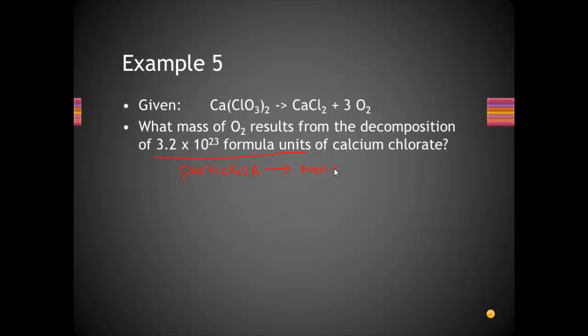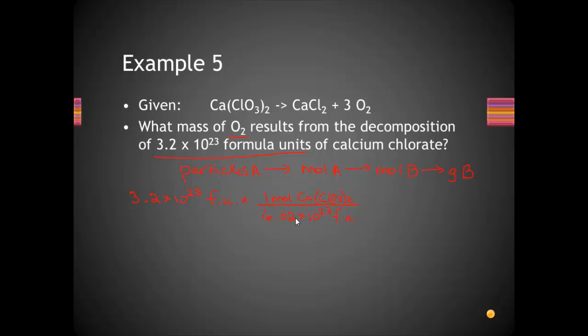Once we have moles of A, we're going to convert to moles of a different chemical, which is going to be our oxygen. And I need to get the mass of oxygen, which is going to be in grams. This is going to be a three-step conversion. So let's start out with the 3.2 times 10 to the 23rd formula units. I know that in 1 mole of calcium chlorate, there should be 6.02 times 10 to the 23rd formula units. Remember, Avogadro's number is standard. So the formula units are going to cancel.